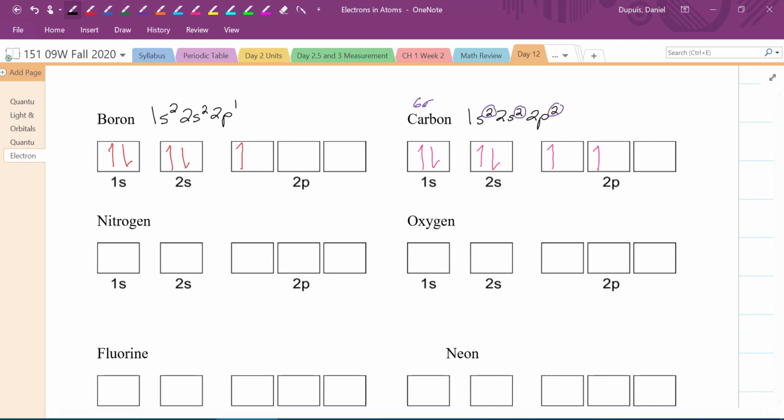Nitrogen. 1s2, 2s2, 2p3. So as you can see, it goes up, down, 1, 2, 3. Oxygen. 1s2, 2s2, 2p4. Up, down, 1, 2, 3, 4.